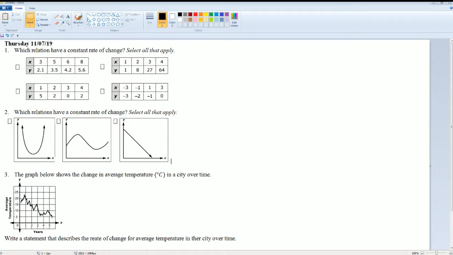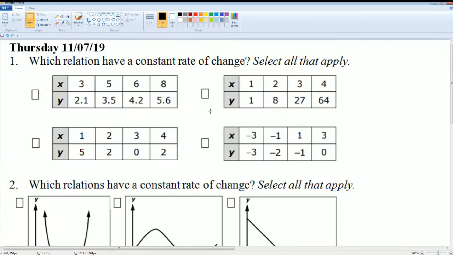All right, number one. It says which of these relationships has a constant rate of change. Select all that apply. Very straightforward. Let's just find the deltas.